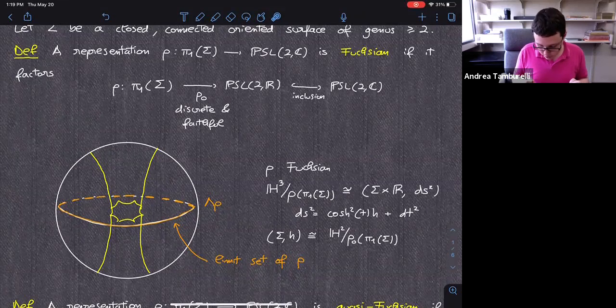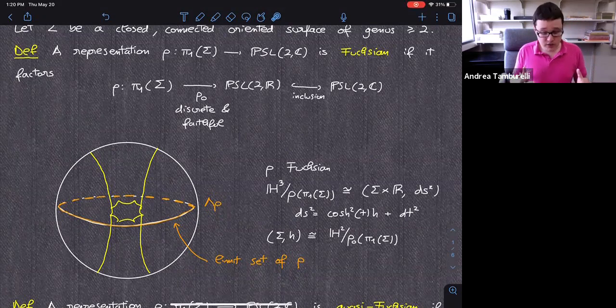And one thing I want to remark is that if we consider the limit set of the representation, so the accumulation points of the orbit of a point, we see that the limit set is exactly the boundary of this totally geodesic plane. So in particular, it's a circle in CP1.